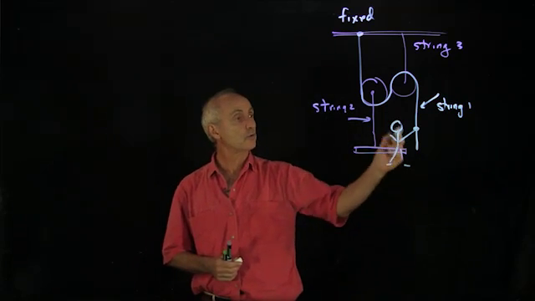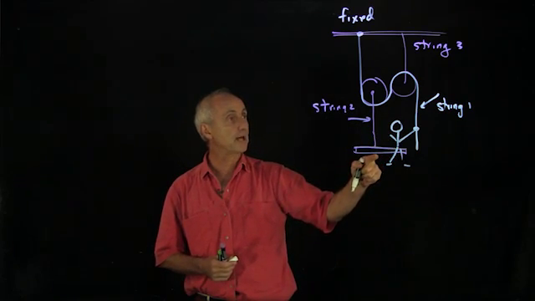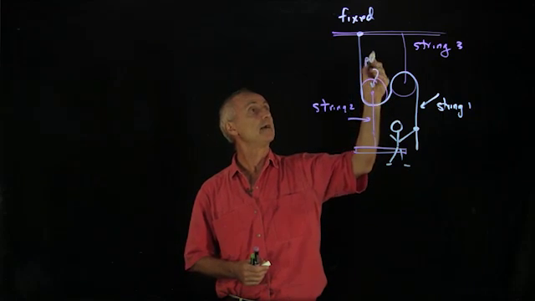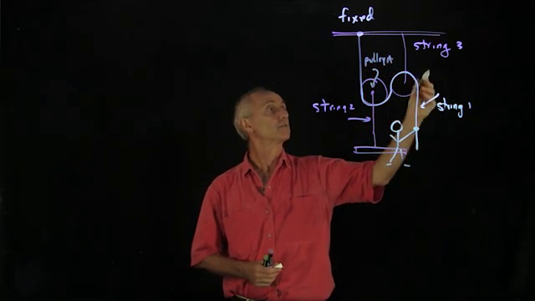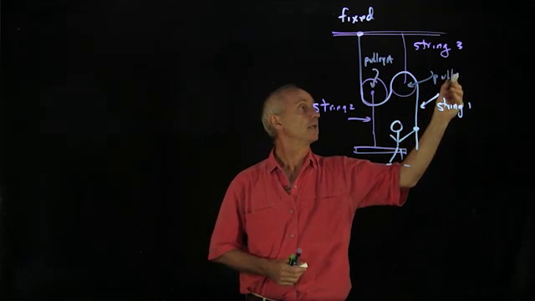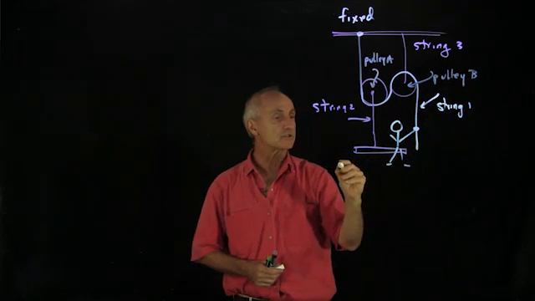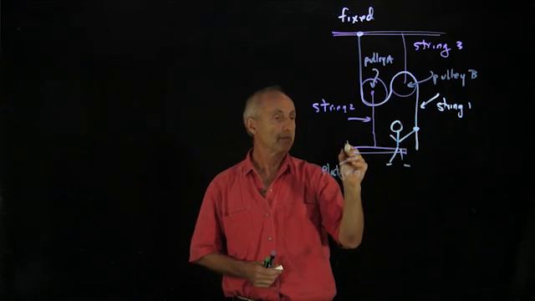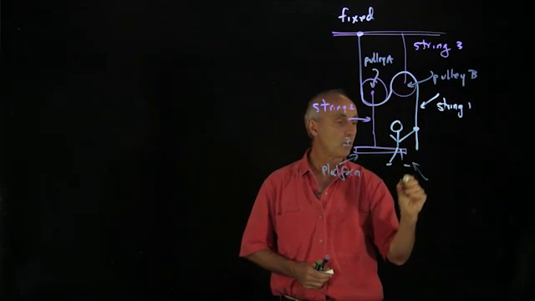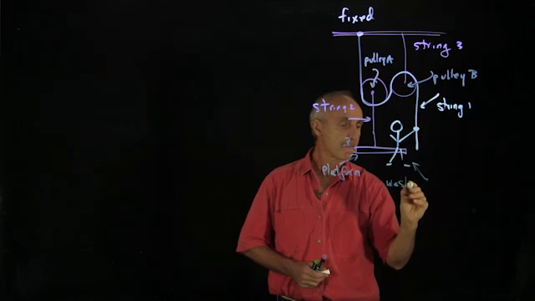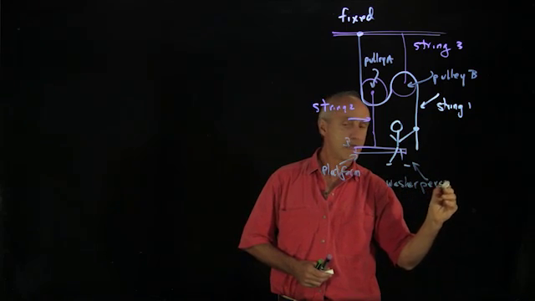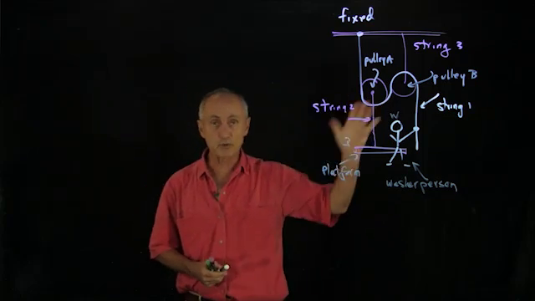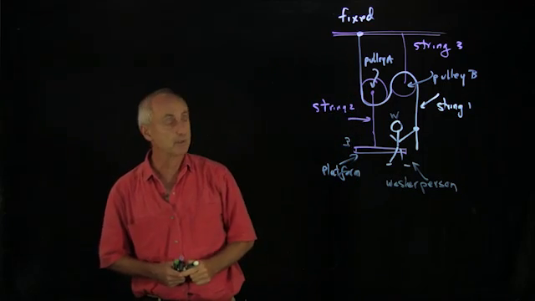We'll first focus on the person, the platform, and this pulley. By the way, this is pulley A, and this one is pulley B. And let's use the symbol P for the platform. And we'll call this a washer person. And we're going to use the symbol W for the person. So what makes this problem complicated is all these different elements.